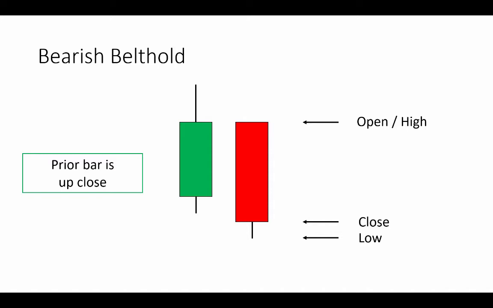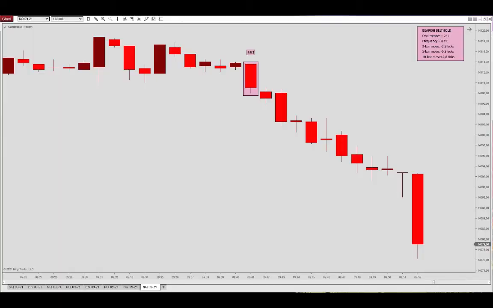So for Belthold patterns, that means that a one tick difference between the close of the prior candle and the current candle does not invalidate the setup. So we do allow for an open here, one tick below the close as well. So we'll have a look at that in the chart here.